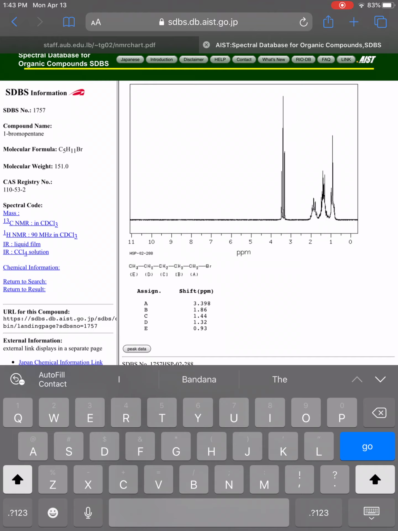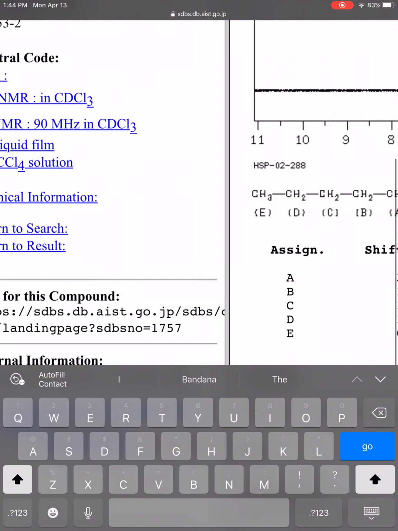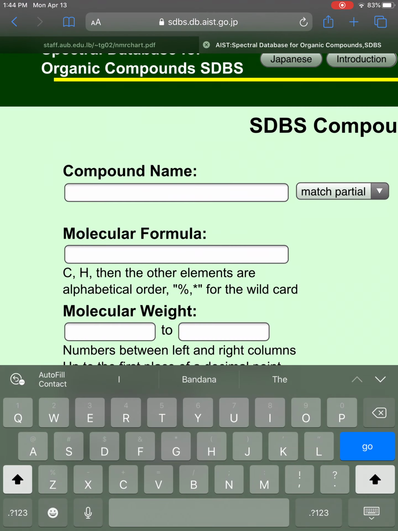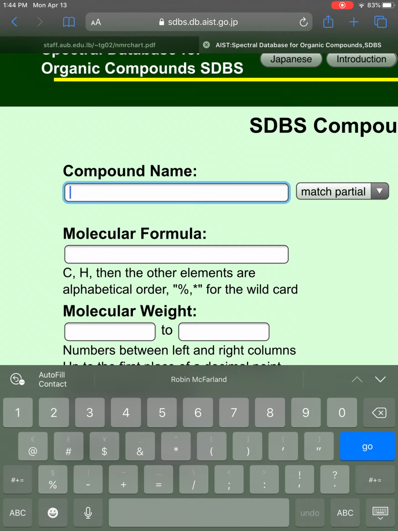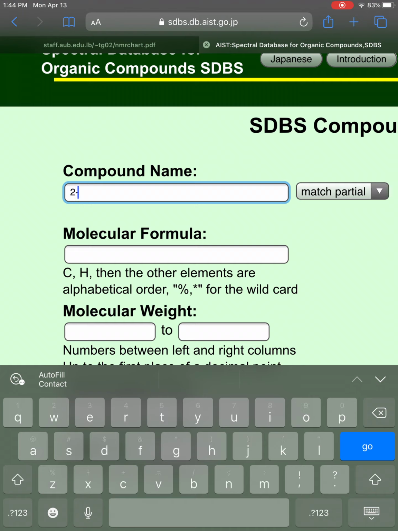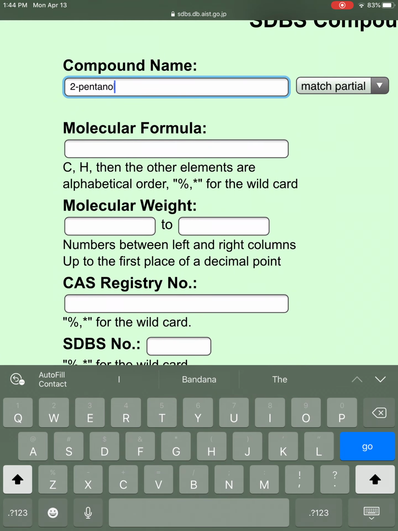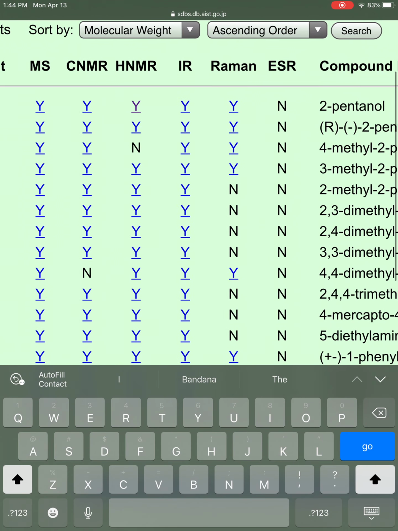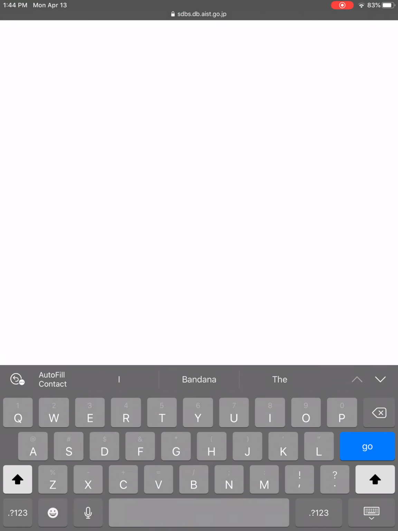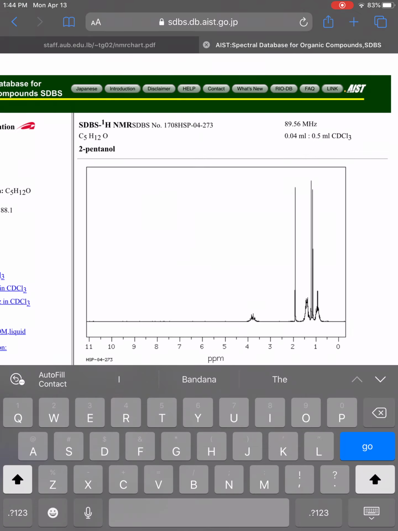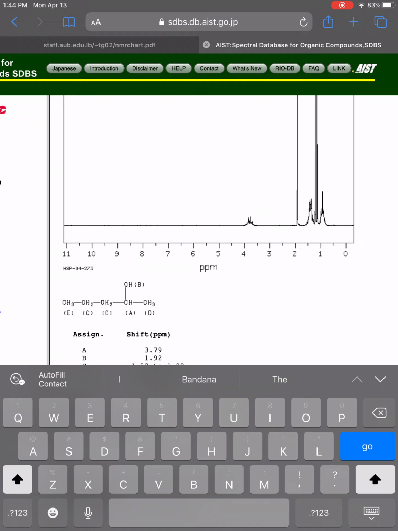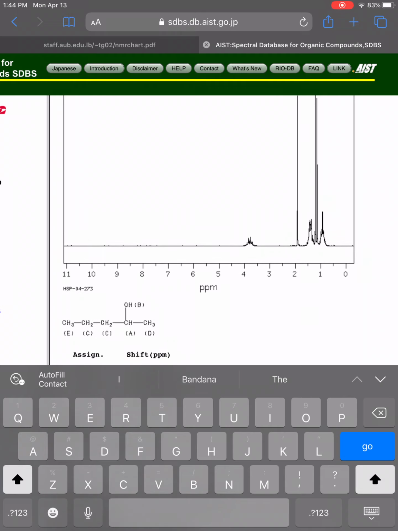Okay. Let me show you another one. So let's see. Return to search. This time I'm going to look up 2-pentanol. And here's the NMR of 2-pentanol. And we can see much the same thing. There's the spectrum. There is the structure.